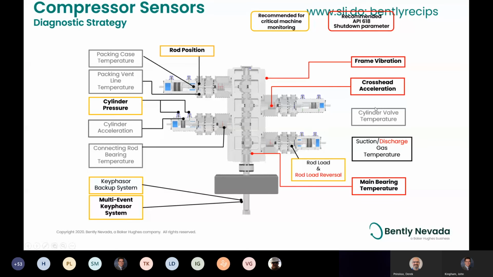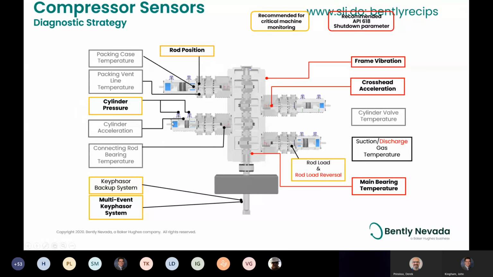So cylinder valve temperatures are easy to install. They're not that expensive, so something good to add. Packing case temperatures and packing vent line temperatures are also good for correlation, because if you have a valve leak on your crank end, is it a valve leak or is it a packing leak? So if your temperature is increasing on your vent line, that's a pretty good indication that it's a packing leak. So you want to make sure that you're addressing the right problem. You wouldn't want to replace all your valves and still have a problem.